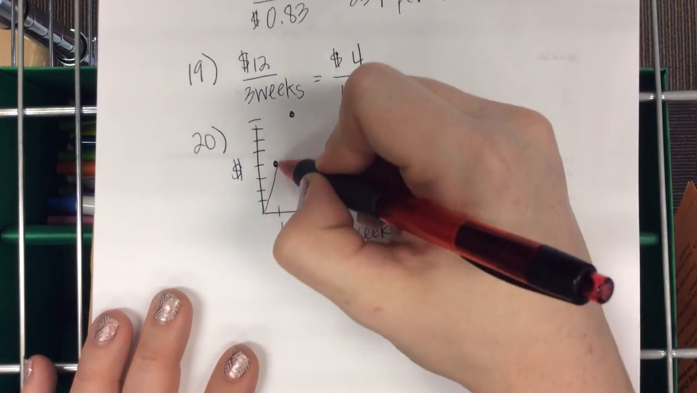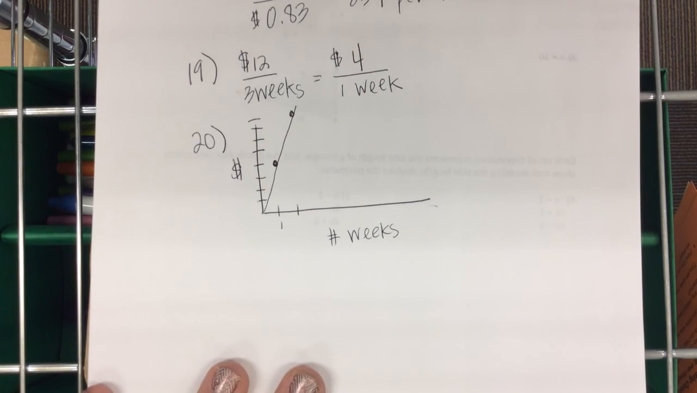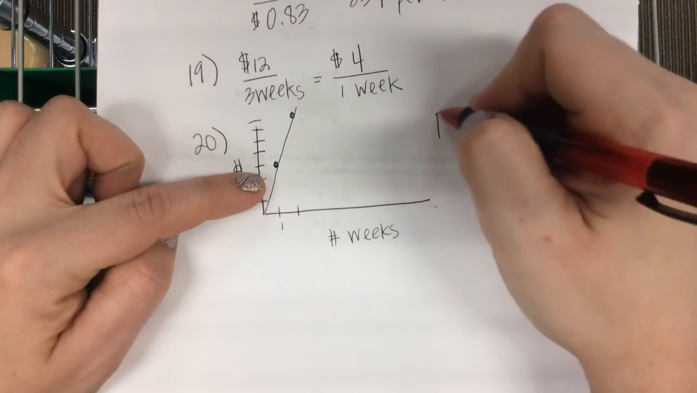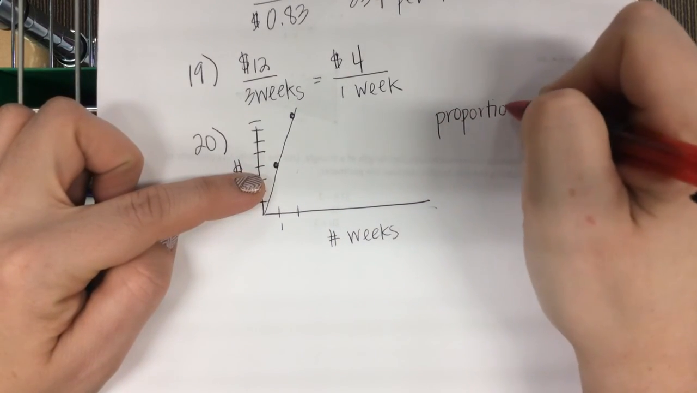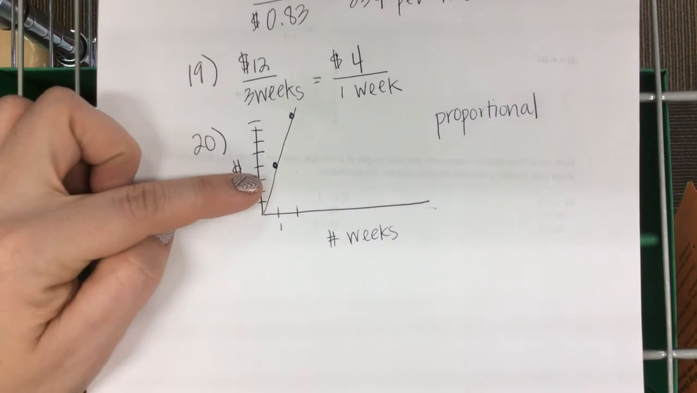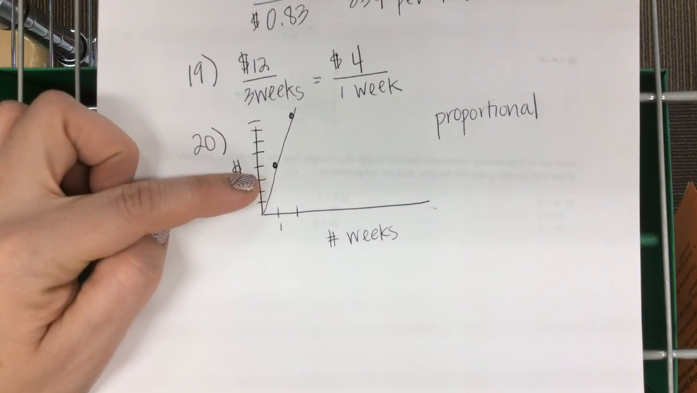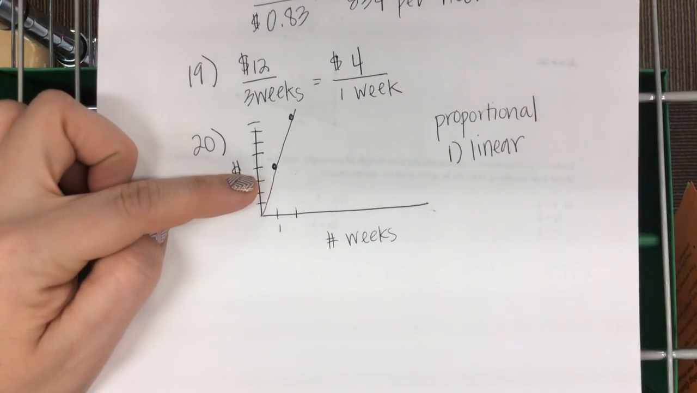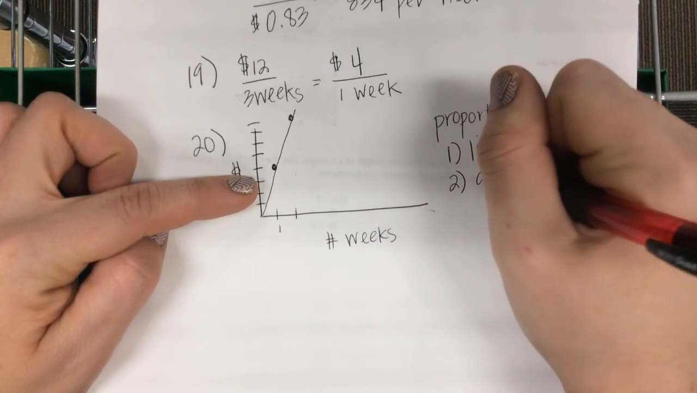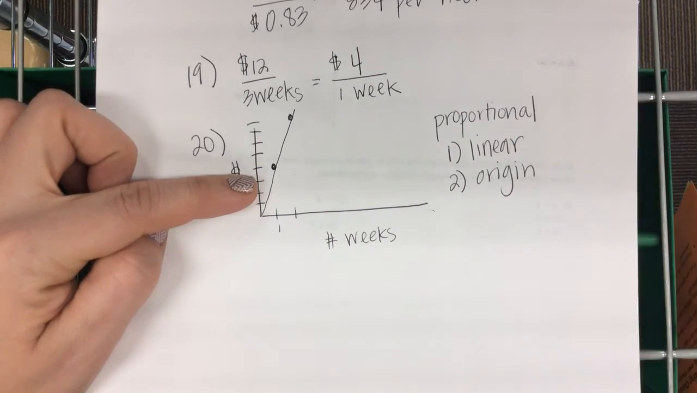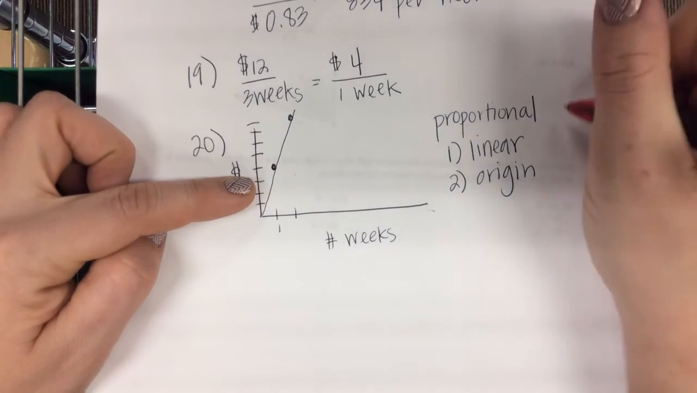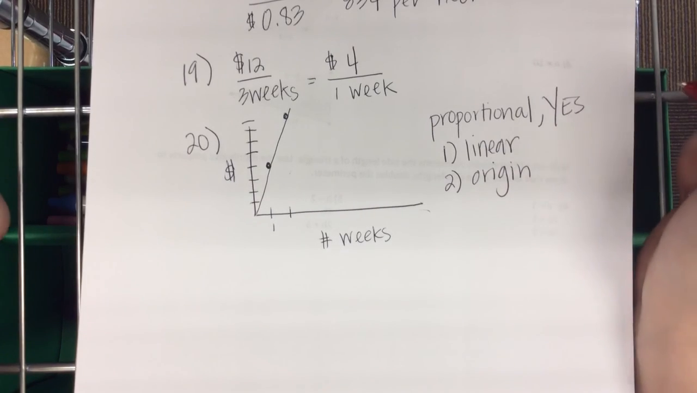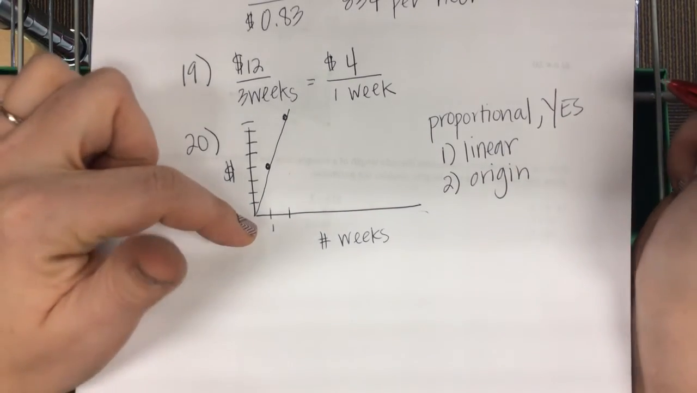Ladies and gentlemen, here's some questions that are not on your test, but I want to know. Looking at this graph, is this proportional? And there are 2 reasons you can tell me it's proportional. It goes through the origin. It's linear, meaning it's a line, and it goes through the origin. So yes, it is proportional, because it's a straight line that starts at the origin.